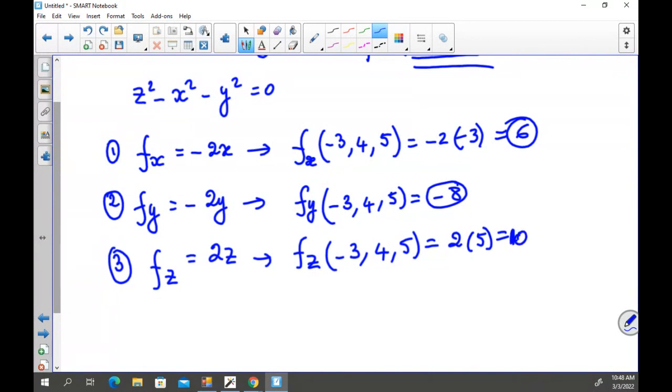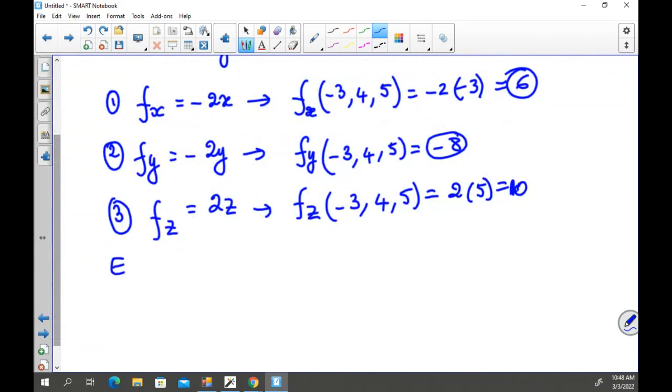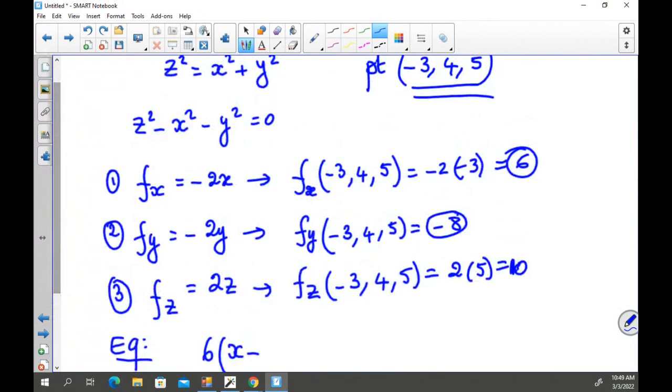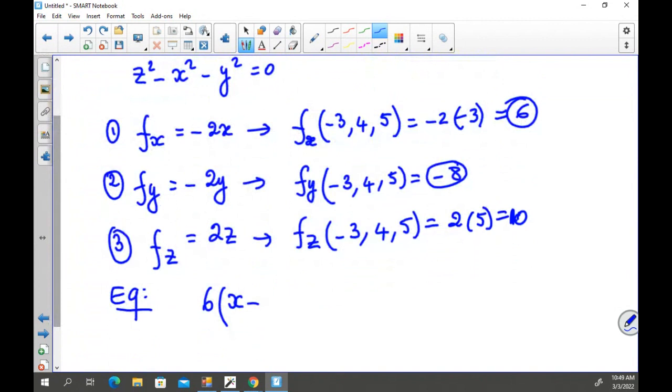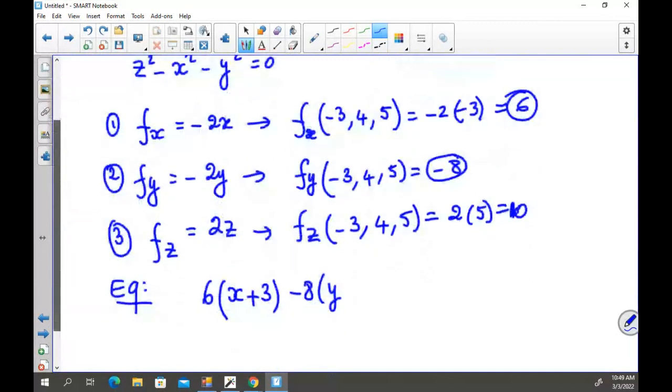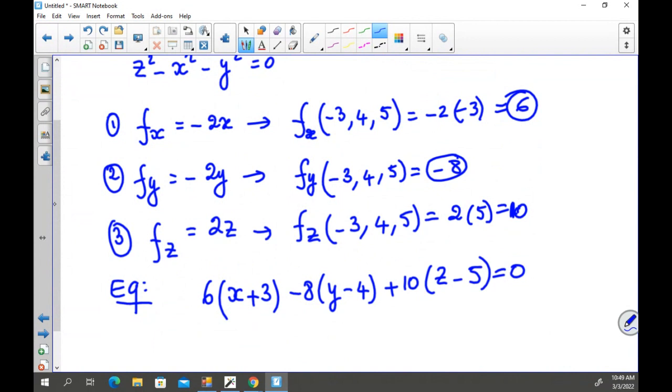Okay, good. Which means now I can write the equation. What will be the equation? f(x) times x minus x plus 3. Yeah, minus 3 plus 3. Minus 8 times y, yeah, times minus 4. And then plus 10 z minus 5 equal to 0.